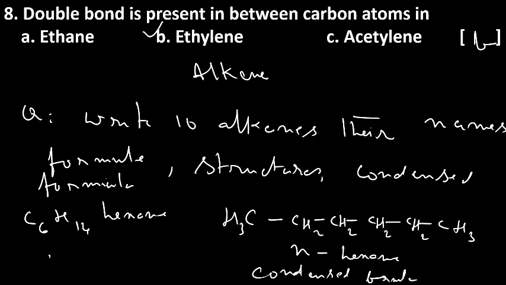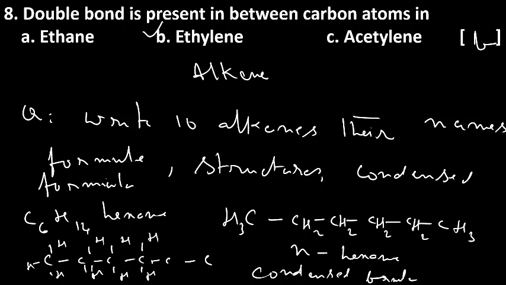Detailed structure, how do you write? This is C, keep 6 carbon atoms in line. So for each carbon atom you put one hydrogen, and of course this is hydrogen, this is hydrogen, here it is hydrogen, here one, this is one, this is one, this is one.